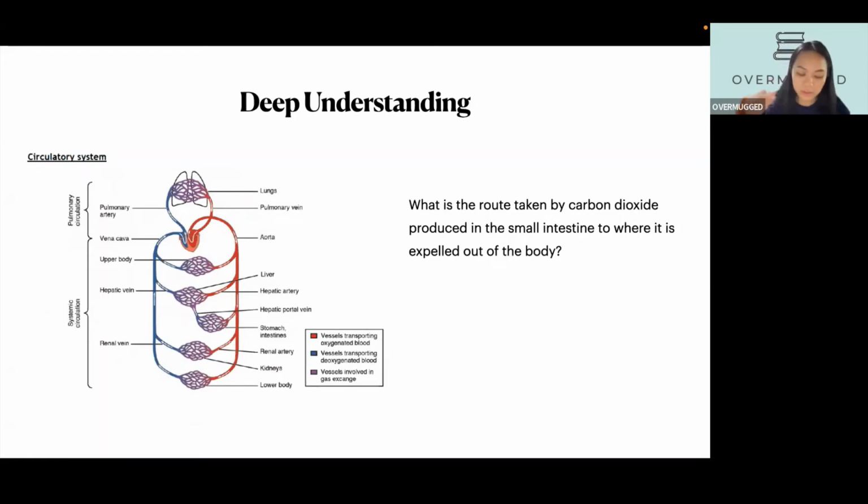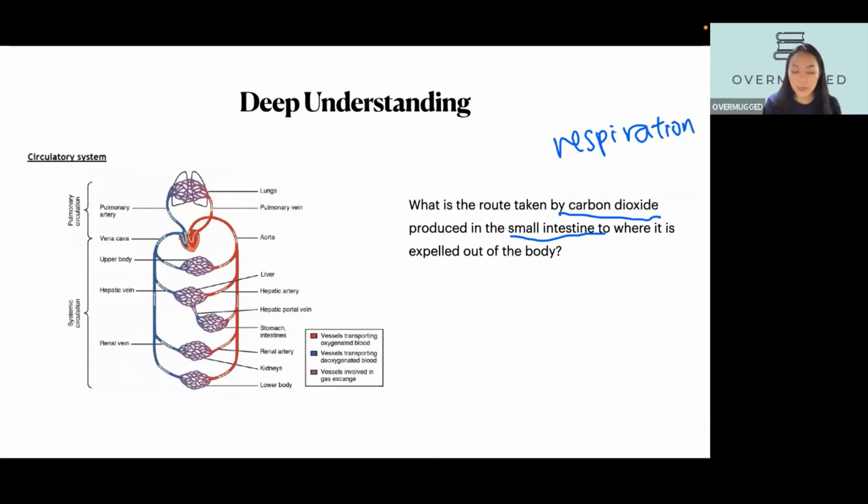For this question, there are a few things to take note of. Carbon dioxide. When you see carbon dioxide, what do you think of? You think of respiration, because carbon dioxide is the byproduct of respiration. As long as our body is respiring, our body is producing carbon dioxide, right? And it's produced in the small intestine. The small intestine also needs energy. So as respiration is happening, carbon dioxide is being produced.